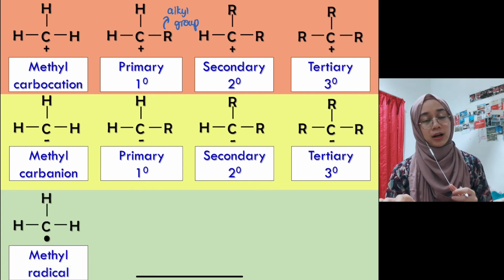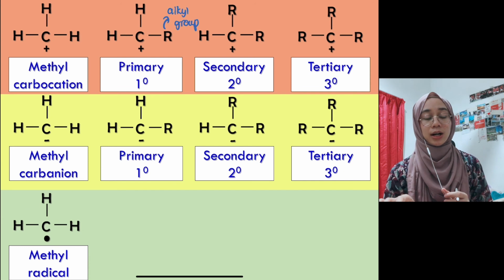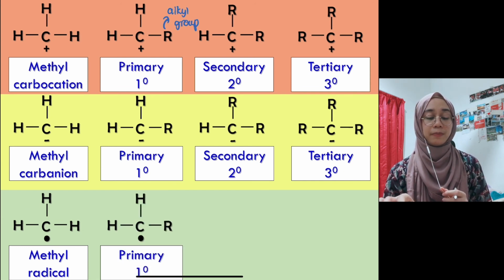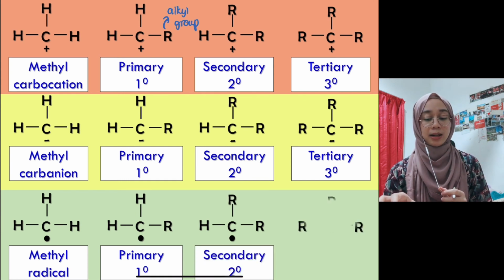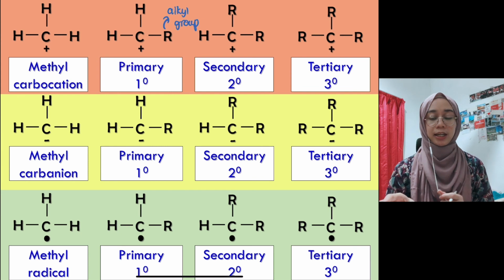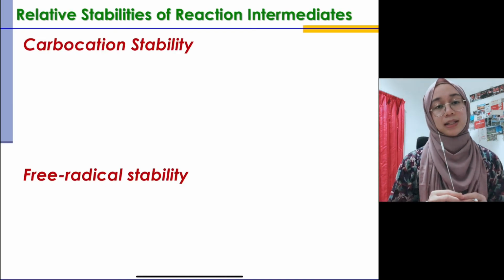Okay, so radical pun sama juga. Radical pun kalau tak ada langsung alkyl group dipanggil methyl radical. Kalau ada satu alkyl group, primary, ada 2 secondary, ada 3 yang melekat dekat kita punya free radical ni. Okay, kita fokus dengan yang ni, ada 3 benda alkyl group, itu dipanggil sebagai tertiary. Okay, right, pasal stability ni.